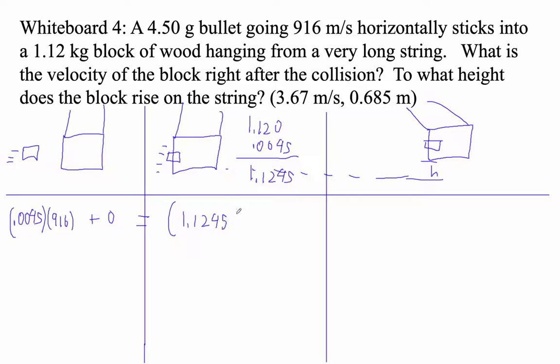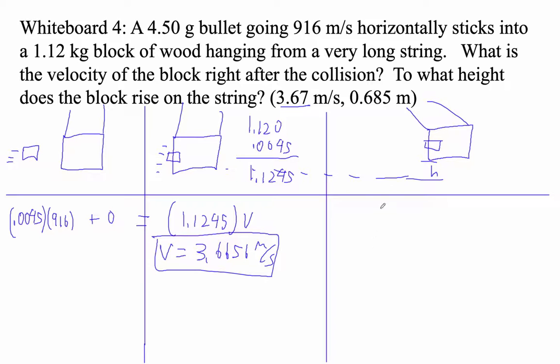All right, 1.1245 v. Let's solve for that v. So 0.0045 times 916 divided by 1.1245. And I get that the velocity is 3.6656 meters per second, right? Which, hey, we're on track, right?